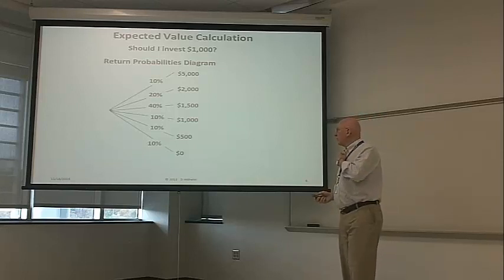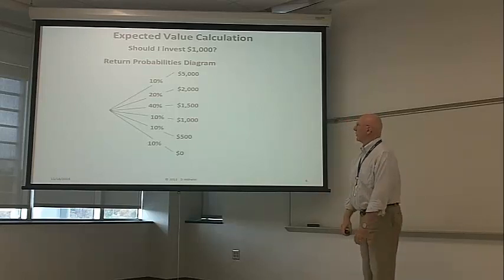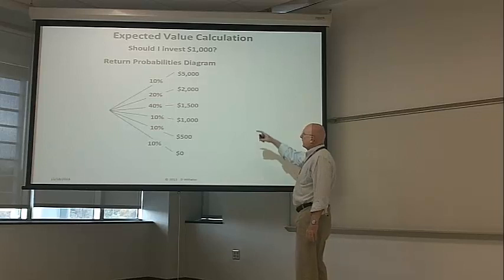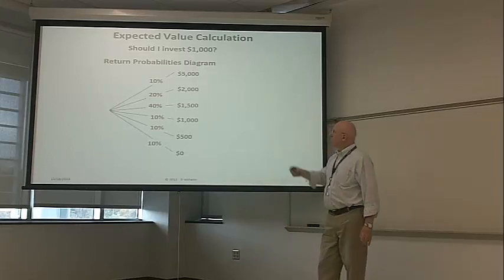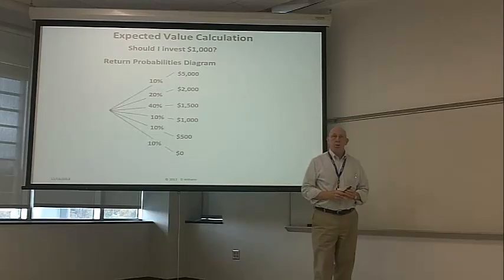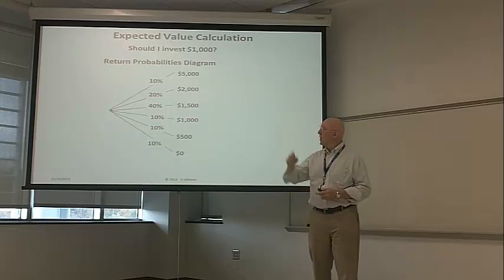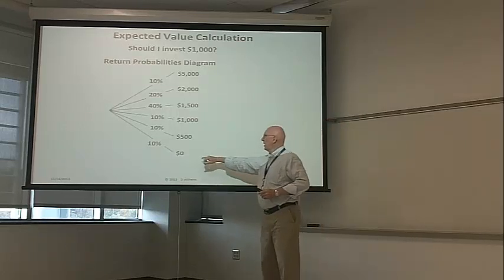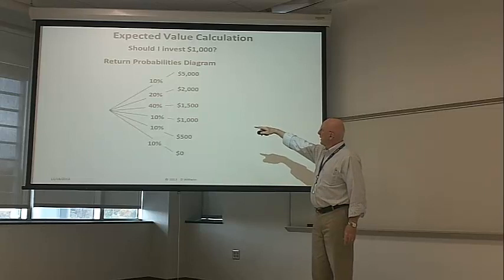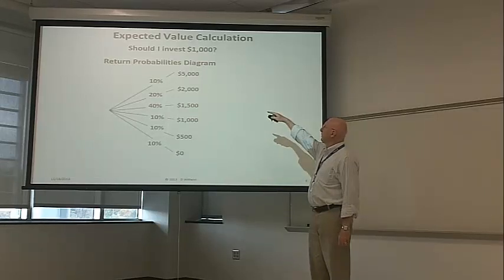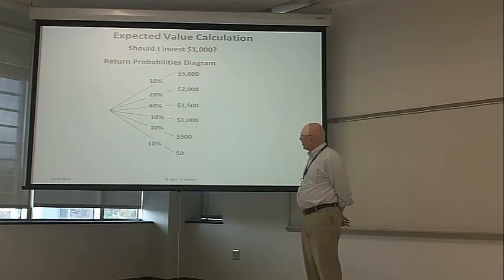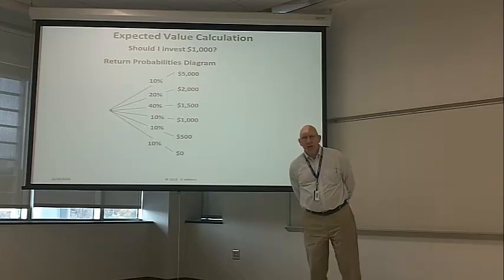So here's the calculation. Somehow in one of those focused brainstorming sessions, our gurus have figured out that there are 6 possibilities. There's a 10% chance that we're going to do great. And for our $1,000 investment, we're going to pull in $5,000. Woohoo! There's also a 10% chance we're going to go bust and won't get any return at all. And then 20, 40, 10% probabilities of getting $2,000, $1,500, $1,000, or $500 back. So, do we want to invest that $1,000?